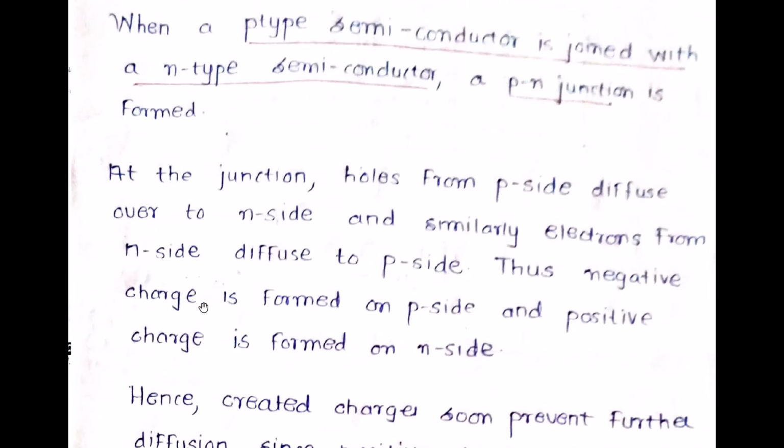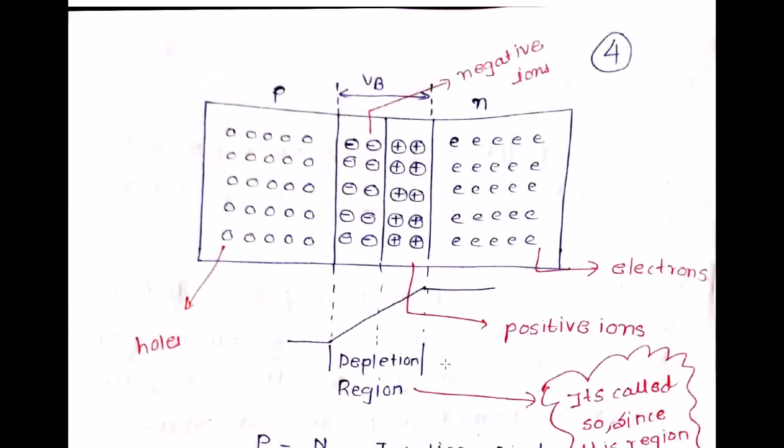Thus, negative charge is formed on the P side and a positive charge is formed on the N side. So if you see, when the holes from the P side move towards the N side, negative charge is formed over here because the holes are moving from P side to N side. Similarly, when the electrons move from the N side towards the P side, there are some positive ions which are formed over here. Because this region gets depleted of your negative charge, you get positive charge over here.